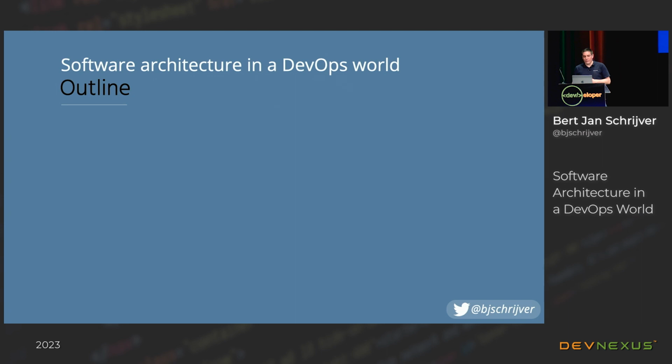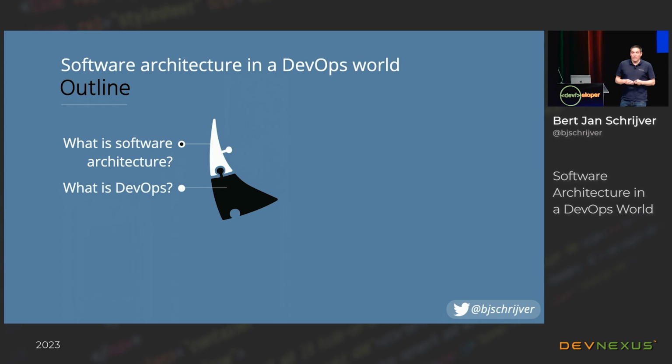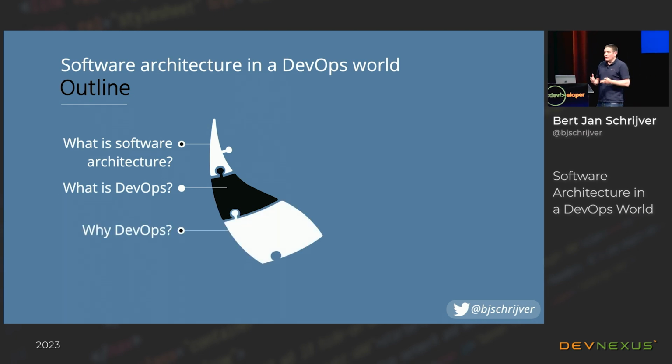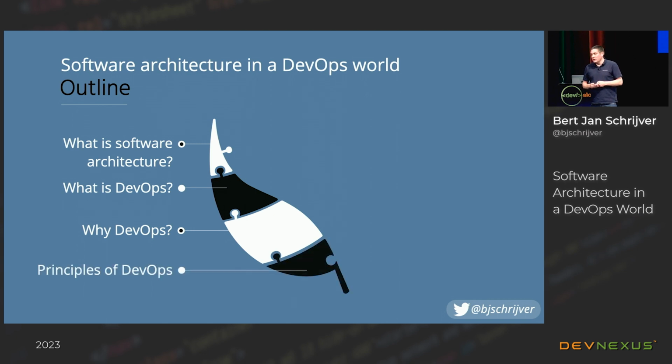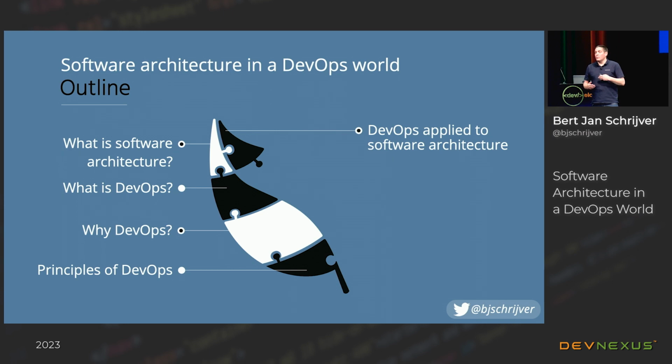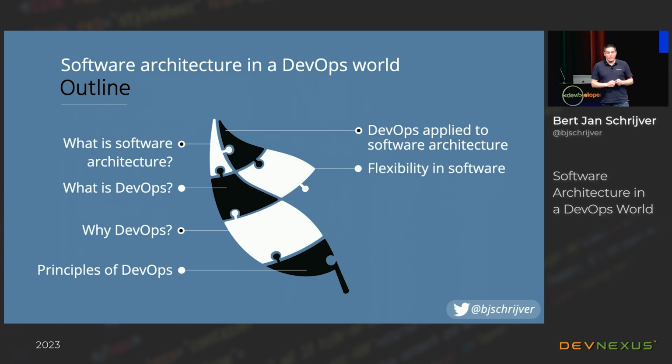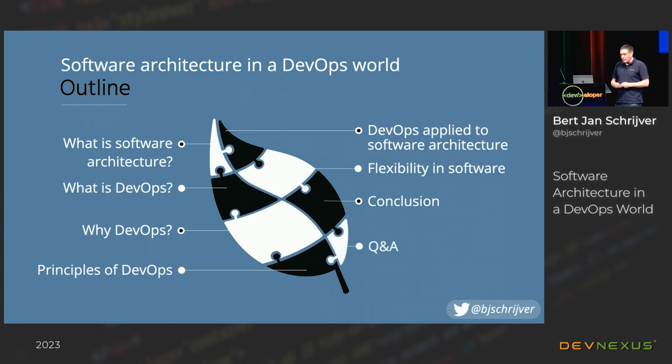So for the next 45 minutes, we're going to have a look at a couple of definitions of software architecture. We're going to look at DevOps. We're going to look at why I think DevOps is a good idea that you should or could apply in your projects. We're going to look at the principles or the ingredients of DevOps. And then we're going to apply DevOps to the world of software architecture. I'll have a short stint about flexibility in software, and every story needs an end, so this is no exception here. We may have time for questions, but otherwise feel free to come up to me afterwards, and I'm happy to talk during the conference.